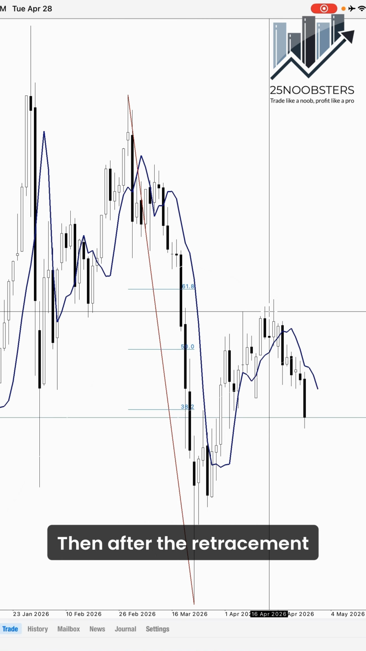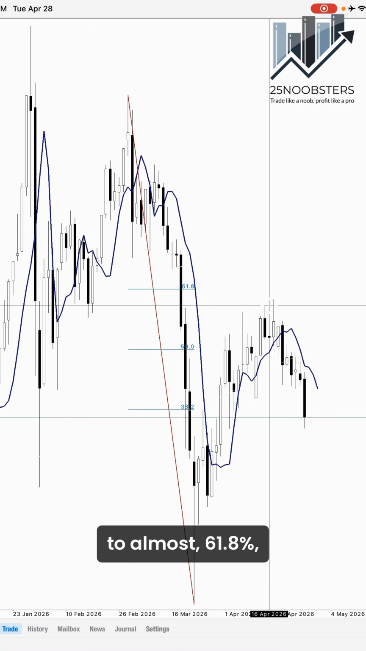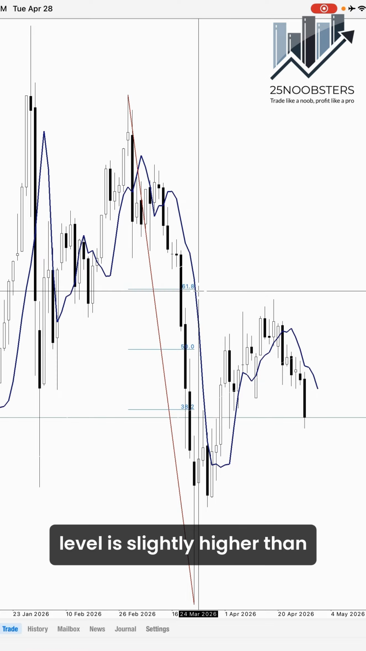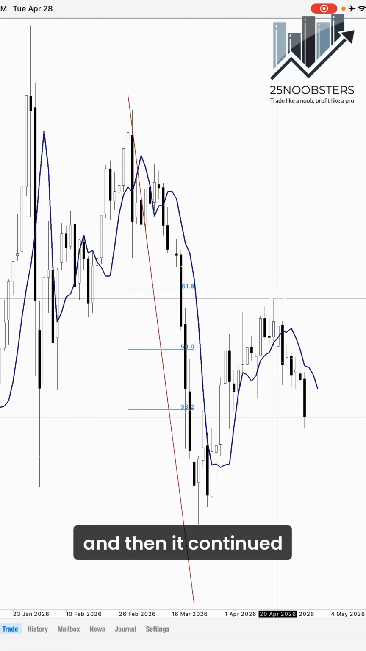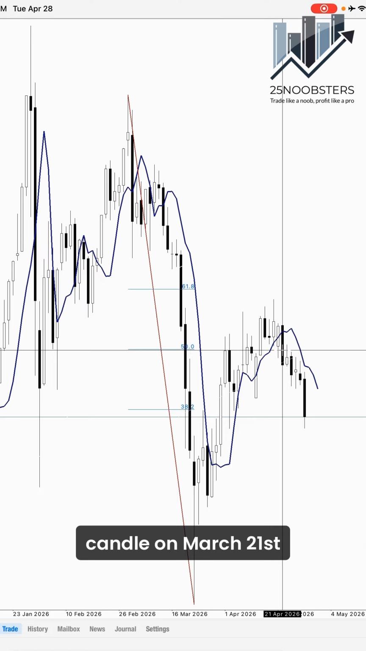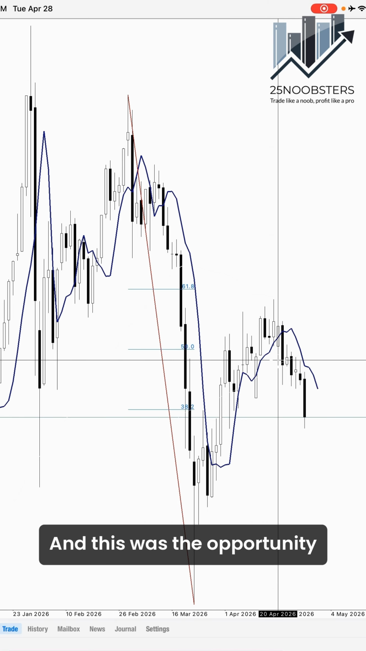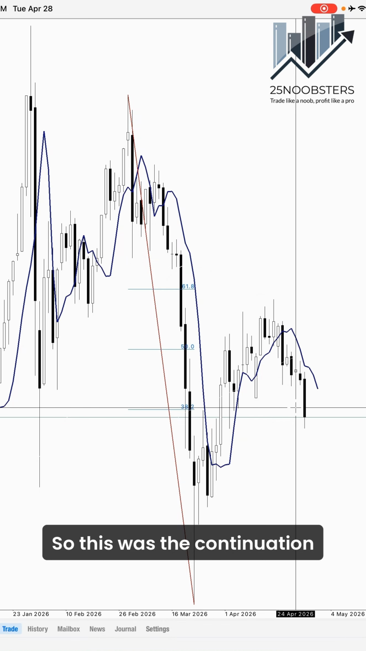Then after the retracement to almost 61.8%, not exactly, because the 61.8% level is slightly higher than the swing high made here. However, this retraced to a significant level, and then it continued to the downside, and it made a significant bearish candle on March 21st, which engulfed the previous candle, and this was the opportunity to take a sell position. So this was the continuation to the downside.